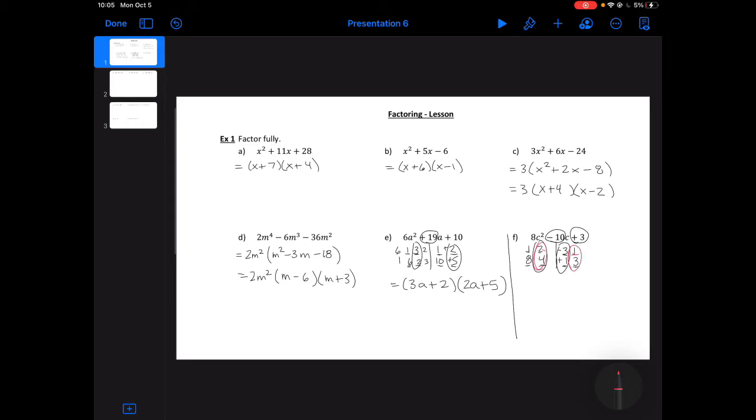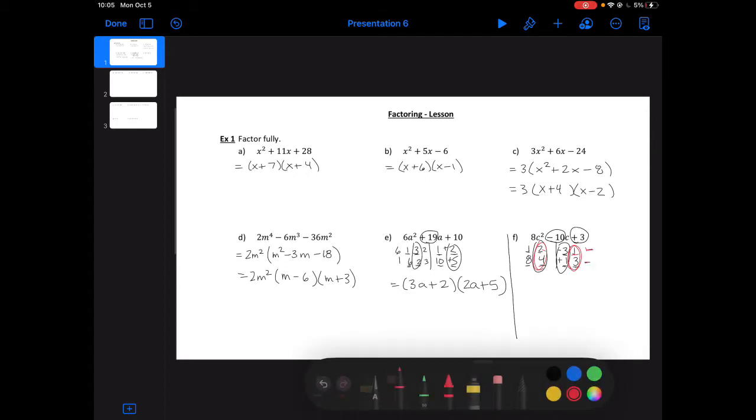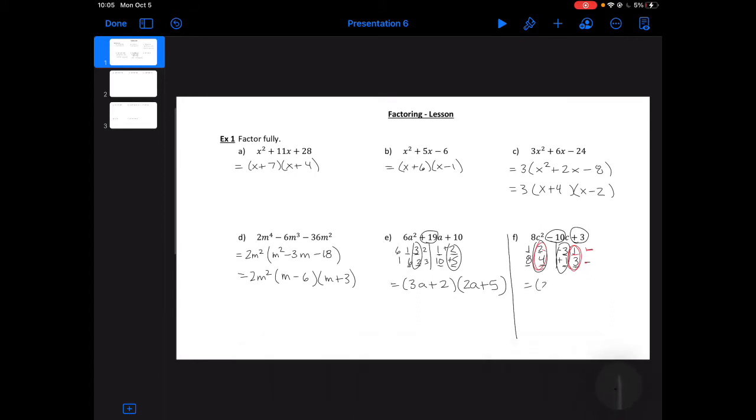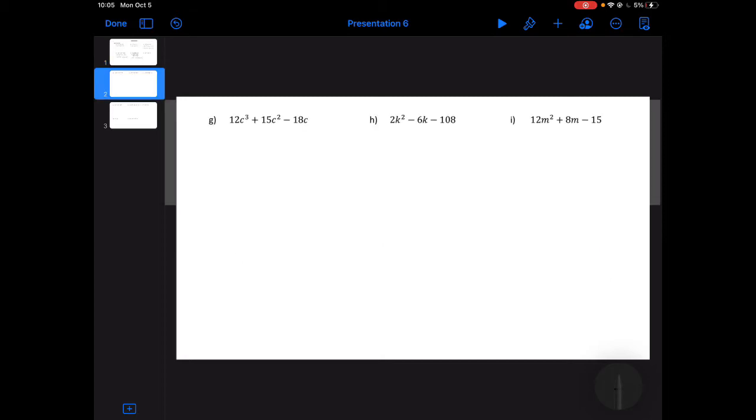So now, interestingly enough, two possibilities there. I'm going to use 2 and 4 and 1 and 3. That's going to work if 4 is negative and my 6 is negative. That way, my last two numbers are going to multiply to positive 3, and my middle numbers are going to add to minus 10. 4c minus 3. Let's do a couple more.